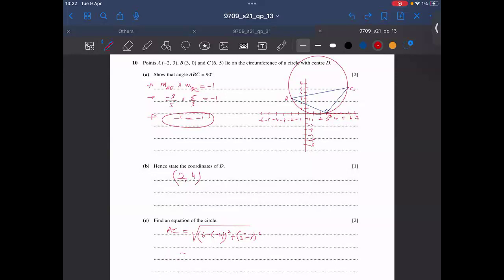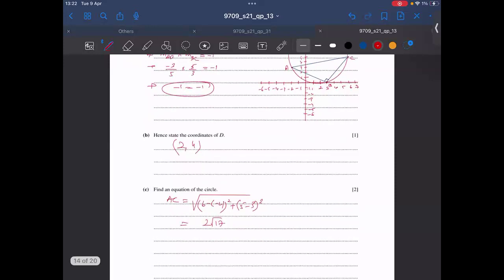All right, so it's going to be 2 square root of 17. So that's going to be AC, and the radius is going to be equal to the square root of 17. So r square is going to be equal to 17. Now I'm going to write down the equation: (x minus 2) whole square plus (y minus 4) whole square equals r square, which is 17.